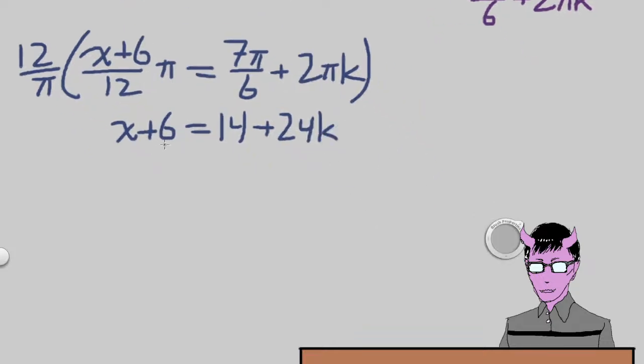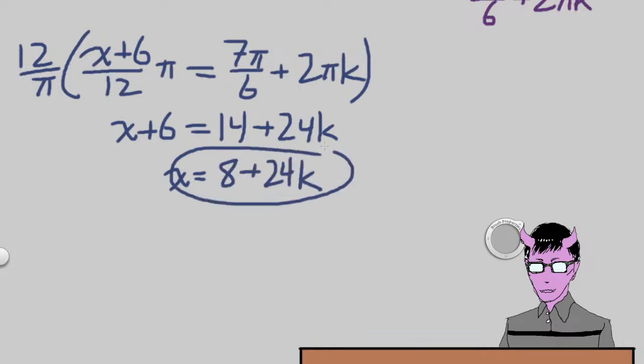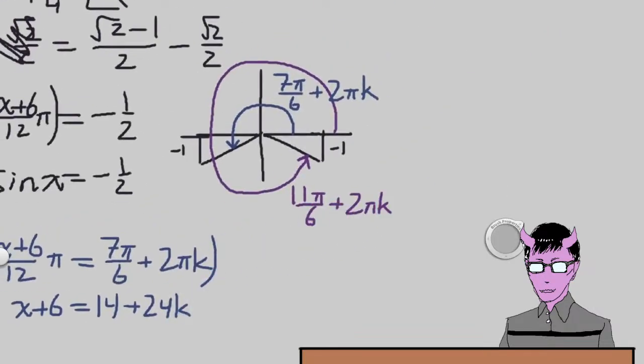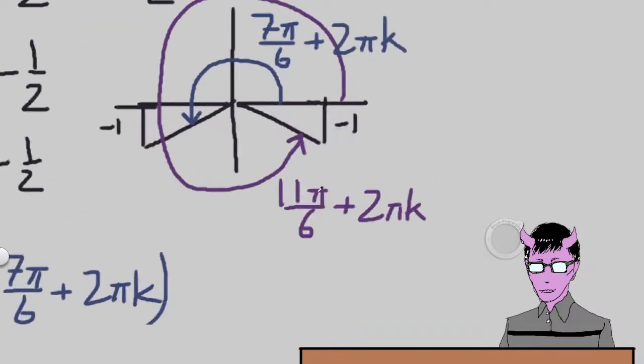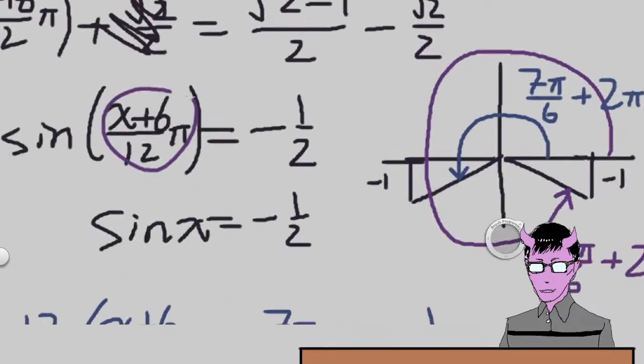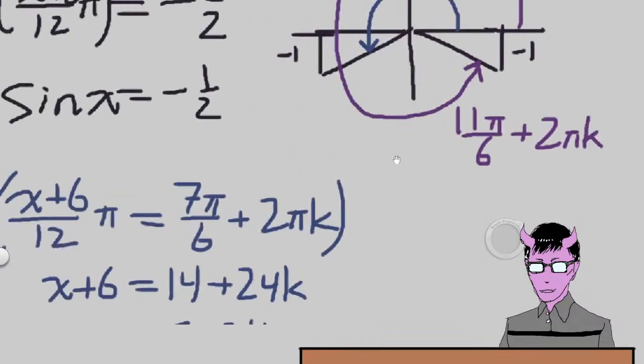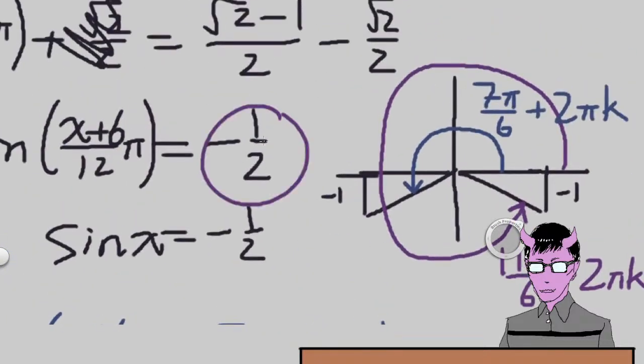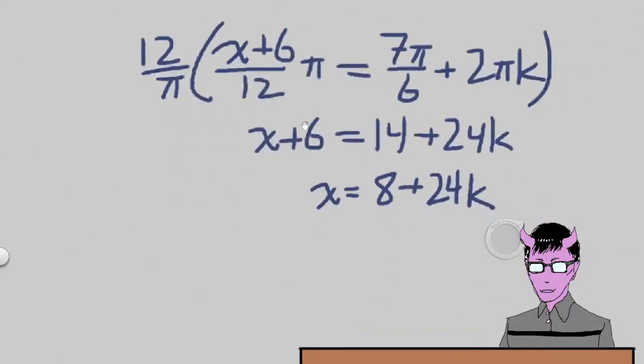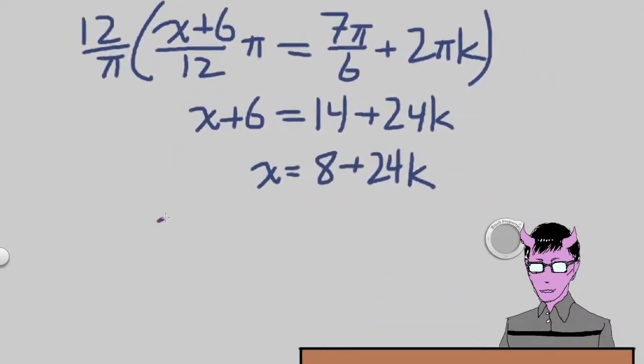Alright, so x is thus equal to 8 plus 24k. So that should be all the answers, at least for the blue scenario. But now we have to deal with the purple scenario. So if we force the inside as a whole to be equal to this one, we can get negative 1/2 as well. Alright, so copy paste this.